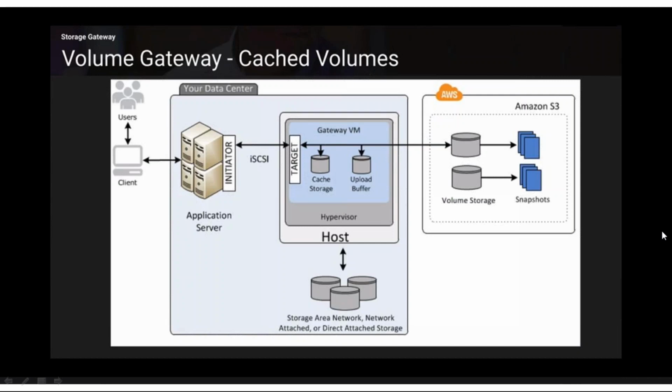So remember, if it is gateway stored volumes, I am having the complete data in my company's data center itself, and I am trying to use the AWS cloud as a backup solution. But when we talk about the gateway cached volumes, I'm just trying to store the data that is most frequently accessed in my company, and the rest of the data I'm going to keep in the AWS cloud. And finally, we have the virtual tape libraries.